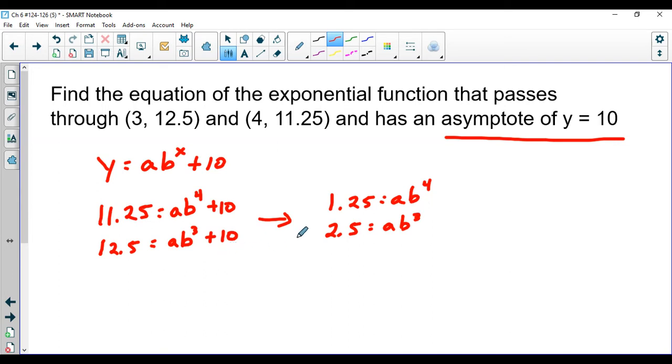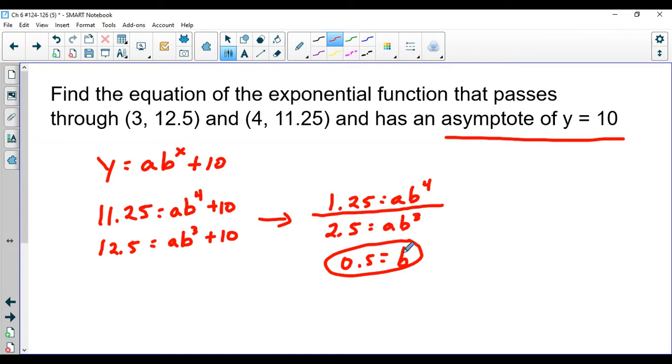And now it looks like what we were doing earlier. So I'm going to divide these two and figure out, first of all, what my b value is. Well, if I take 1.25 divided by 2.5, that's going to be a half. A divided by a will cancel. This one works out kind of nice because b to the fourth over b cubed is just b. So I've got my b value.